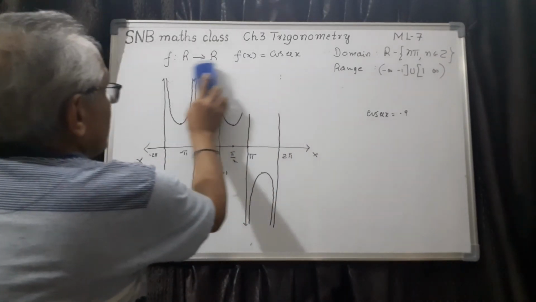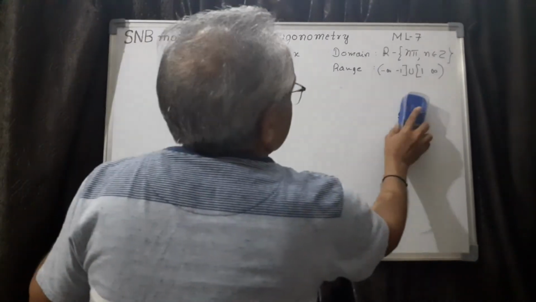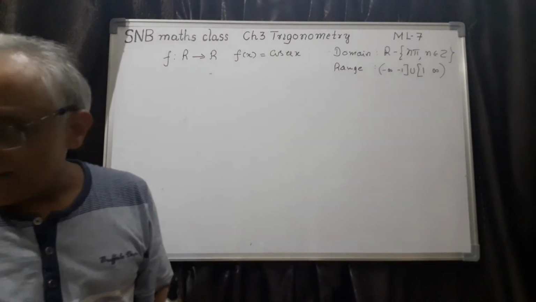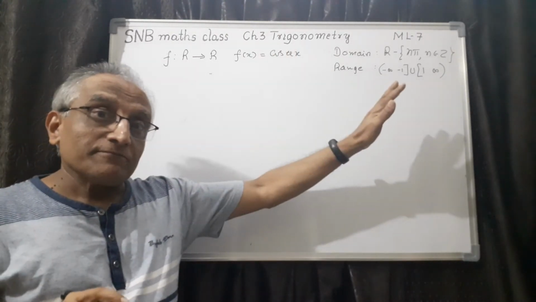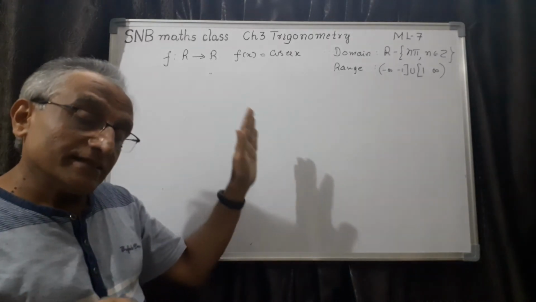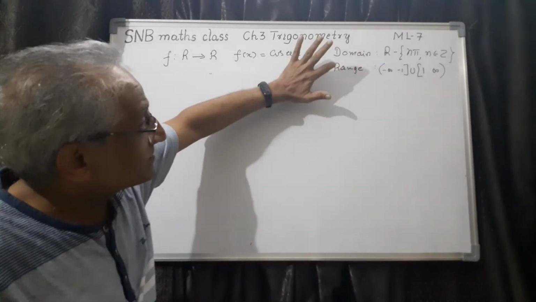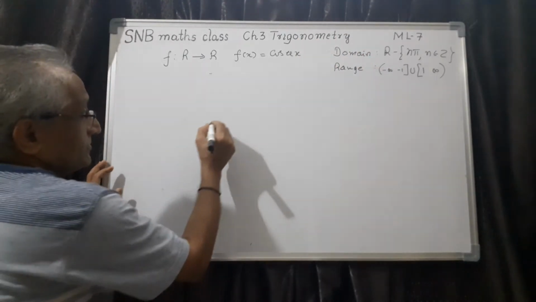Now, let me complete the next graph. I need not explain once again what domain, range, etc. are. The range is the same, because the range of sin x is minus 1 to plus 1, and the range of cos x is also minus 1 to plus 1. So, the range is this, therefore, I need not touch this. But what is the domain of this one? That is another thing which you have to remember.